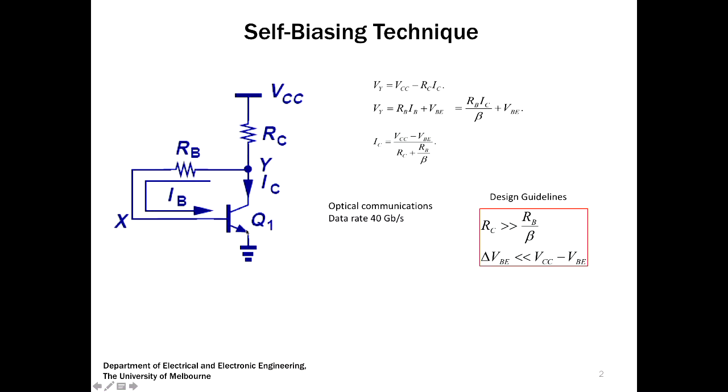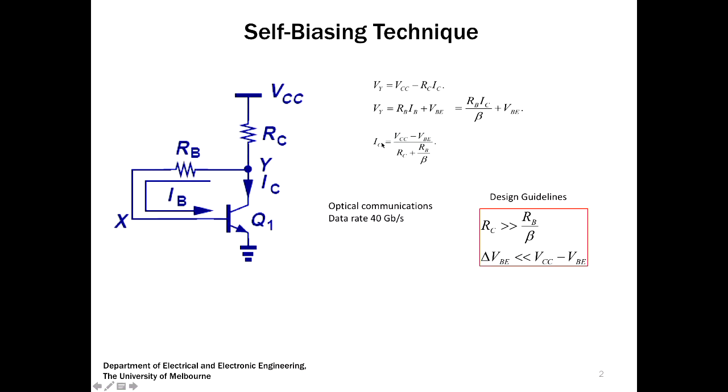So the design guideline: you have to make sure that your RC is greater than RB by beta. Why? If you don't follow this rule, what will happen? Look at this equation. But then what is the advantage?